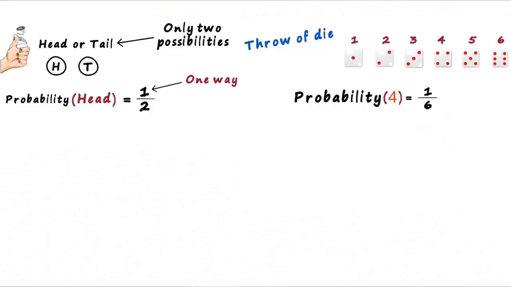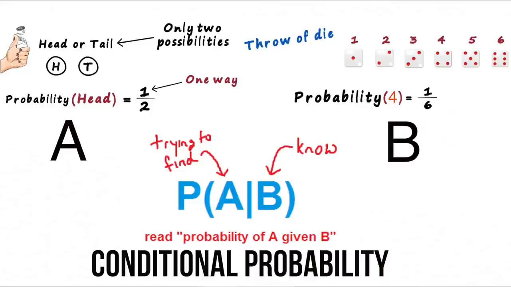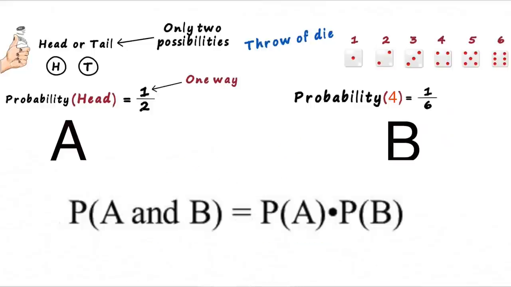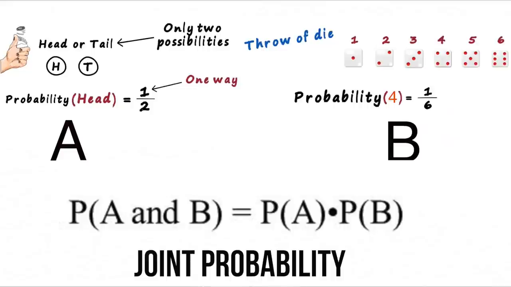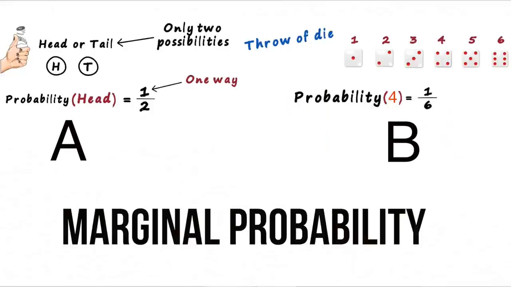If we have two possible events, A and B, say we're tossing a coin and throwing a six-sided die, we can measure their probabilities three different ways. Given that a coin lands on heads, what's the probability that the die lands on four? This is the conditional probability. We could also model the probability that both events occur, like what's the probability that the coin lands on heads and the die lands on four? That's the joint probability. And if we want the probability for specific outcomes, like just the coin or just the die, we call that the marginal probability.